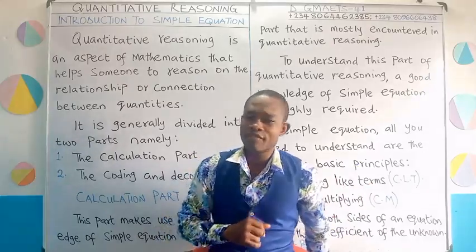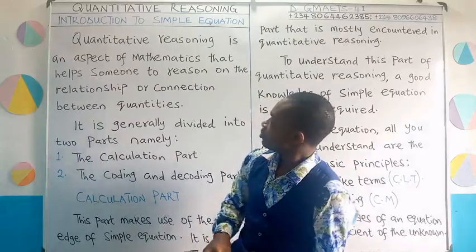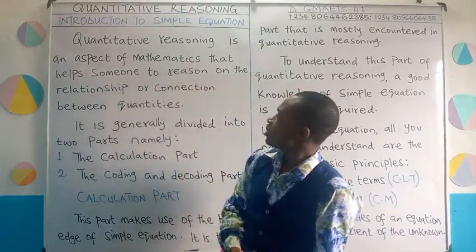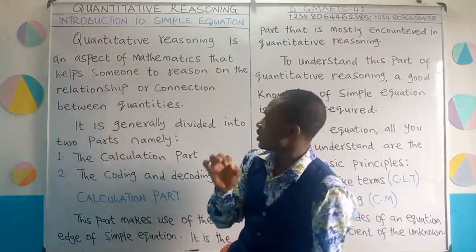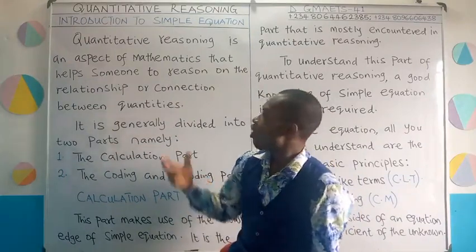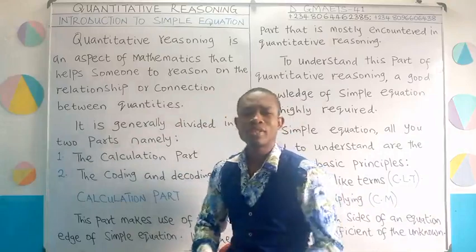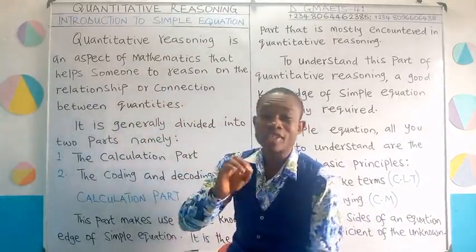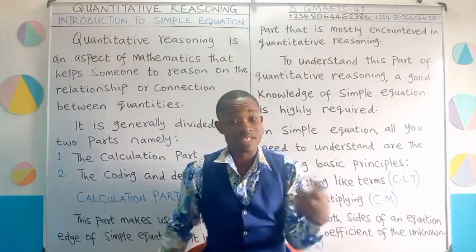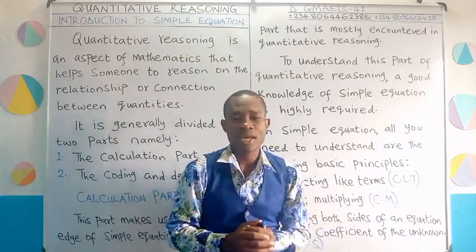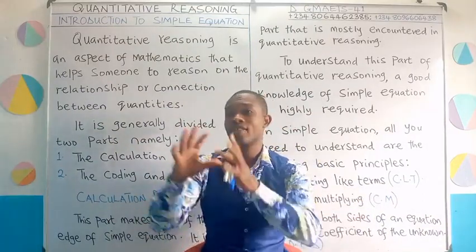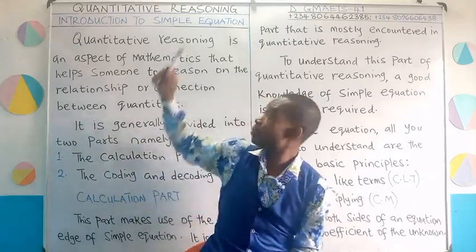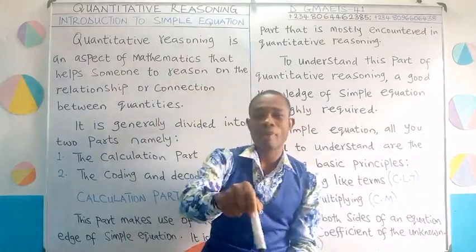When we talk about quantitative reasoning, what is it all about? I wrote something here on the board that it is an aspect of mathematics that helps someone to reason on the relationship or connection between quantities. Is that not interesting? So you see that quantitative reasoning, no matter the name given to the subject, is actually mathematics. So I say it's an aspect of mathematics. And good enough, quantitative reasoning is the simple equation aspect of mathematics.